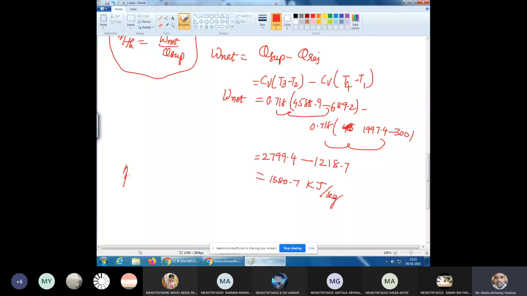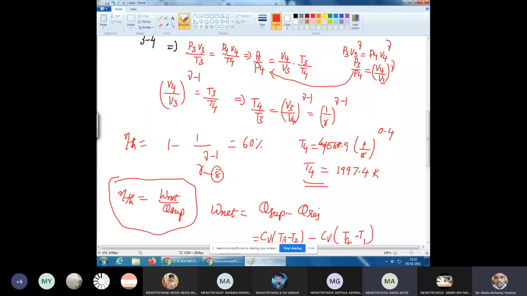So therefore thermal efficiency is equal to W net by heat supplied. W net we got 1580.7 by heat supplied, which is 2799.4. How much will it be? 60%, sir. 60%. Earlier, how much did we get with the help of the compression ratio? 60%. 60%, right? Anyway, we can solve depending on the given data. Like that, we can cross-check also. Got the thing? Yes, sir.